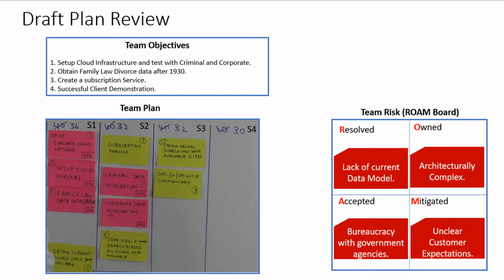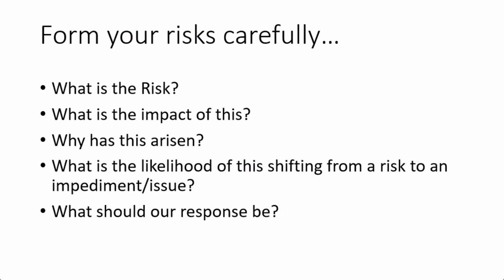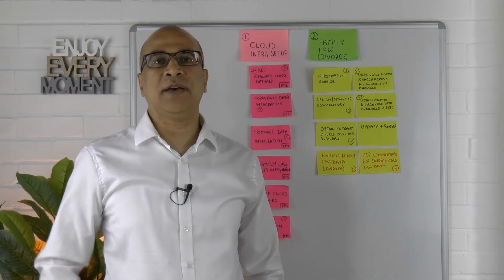Now here's the thing that I've seen with risks: in practice, a lot of the risks are really poorly formed. When we identify risks, we need to make sure that they are articulated well. It's really clear what the risk actually is. What is impacted by this? Why has this arisen? What is the likelihood of this shifting from a risk to an impediment? And what should our response be to that? Okay, so let's have a look at some examples of risks that we have for team pair.